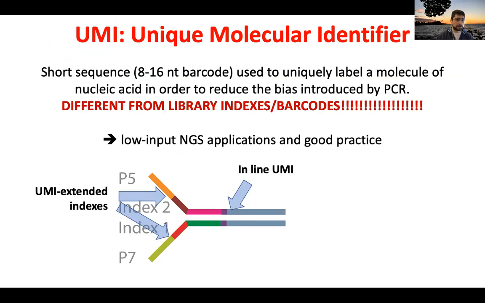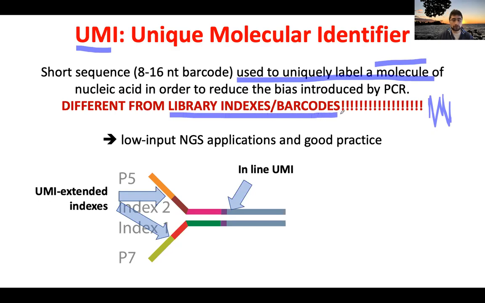So that's how the UMI was introduced in the library preparation. First, a definition of UMI. It's a short sequence that is used to uniquely label a molecule of nucleic acid. This is different from the library indices and barcodes. Library indices and barcodes tag all the molecules coming from the same sample with the same barcode. The UMIs label all the molecules coming from one sample with different sequences, so each molecule from one sample will have a different UMI identifier.